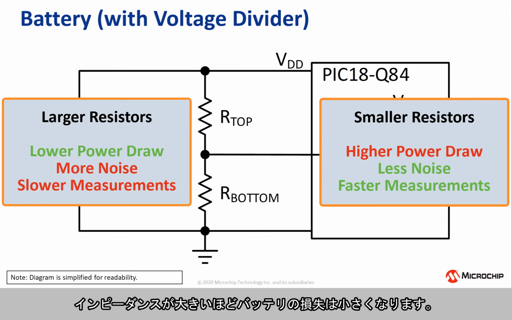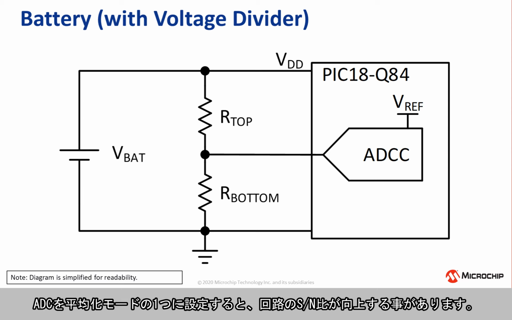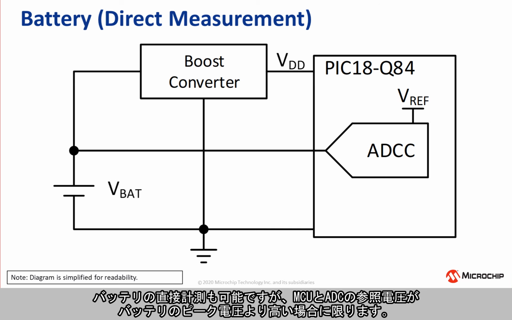The larger the impedances are, the lower the power loss of the battery is. However, this increases the required acquisition time and the noise of the circuit. Setting the ADC to one of the averaging modes may improve the signal-to-noise ratio of the circuit. Direct measurement of the battery is also possible, but only in the case where the microcontroller and the ADC reference voltage are above the peak voltage of the battery.